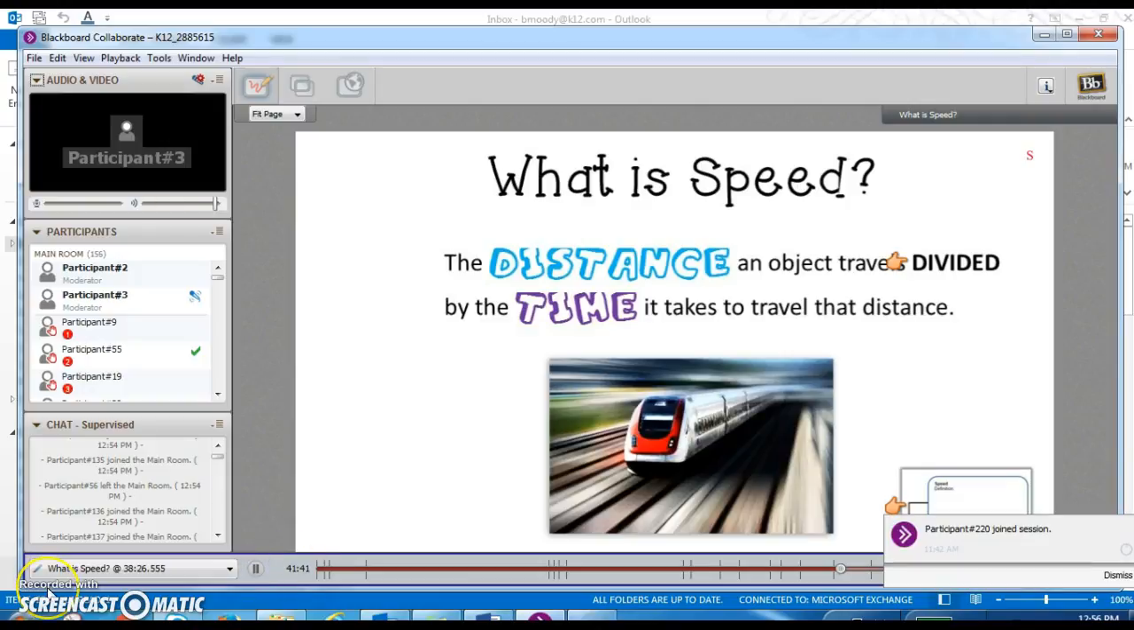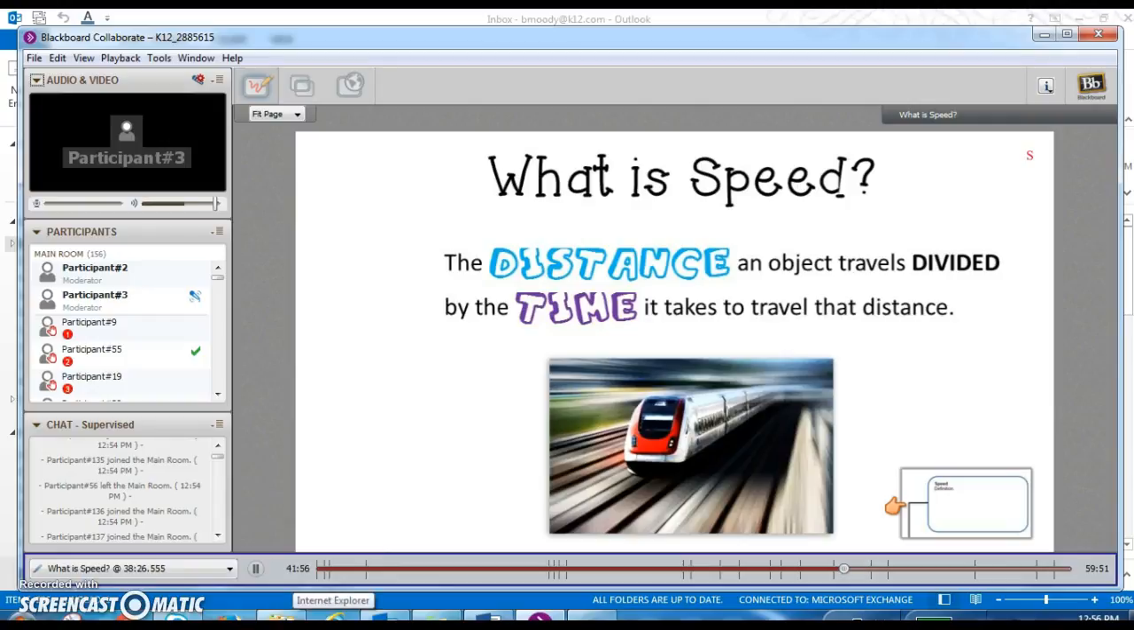We can write this. I like that, Kimberly. Let's see if we can just write that. So it's distance an object traveled divided by time. So we're going to have a division. I'm going to write my division as a fraction because we can do that.